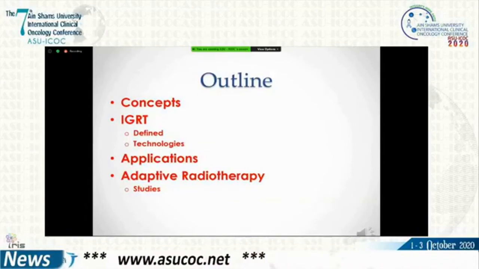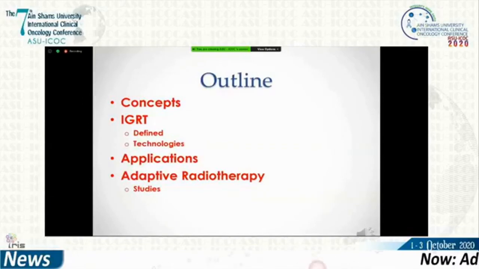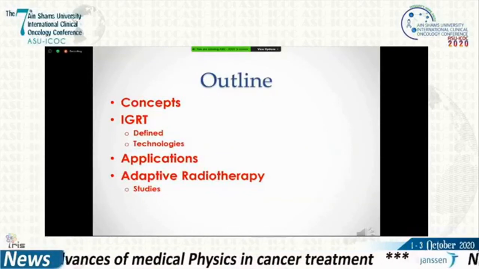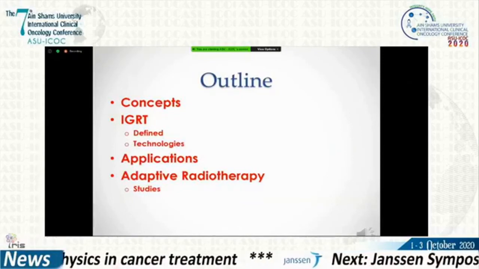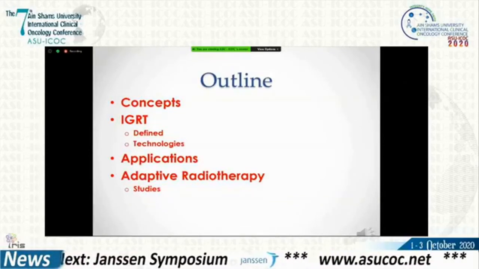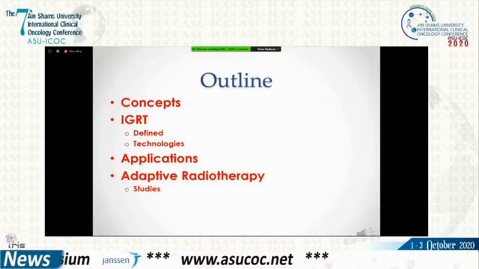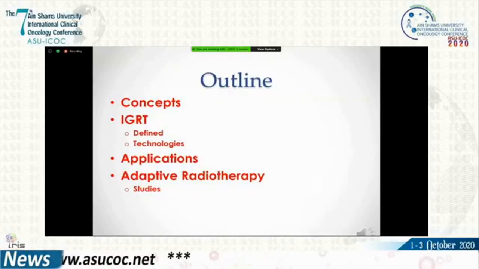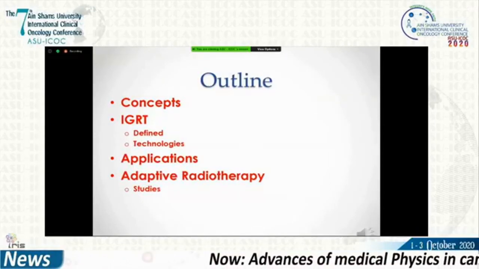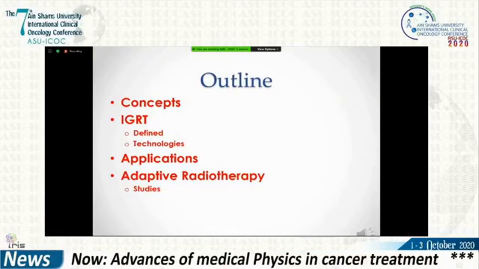Here is a brief outline of what I would like to go over this evening. We certainly have a good group of speakers, as usual in a university conference. I would like to go over some basic concepts as well as discuss some of the technologies that are out there, like IGRT, and I will begin with some big picture concepts for radiotherapy.